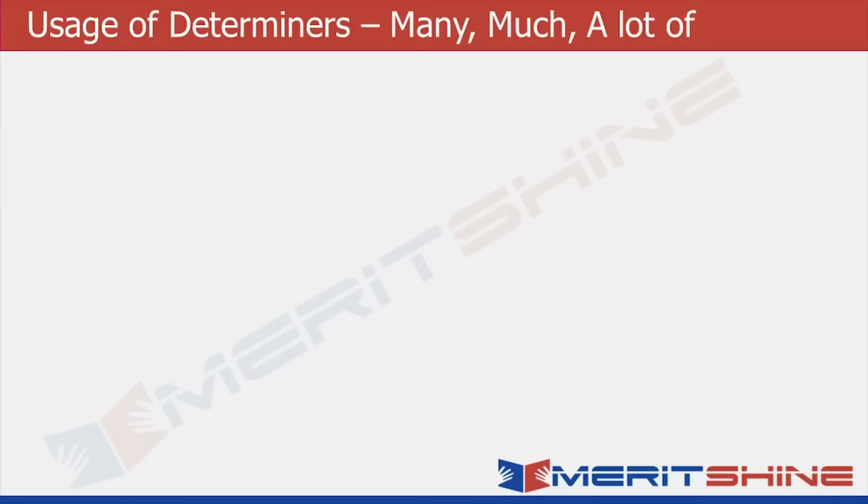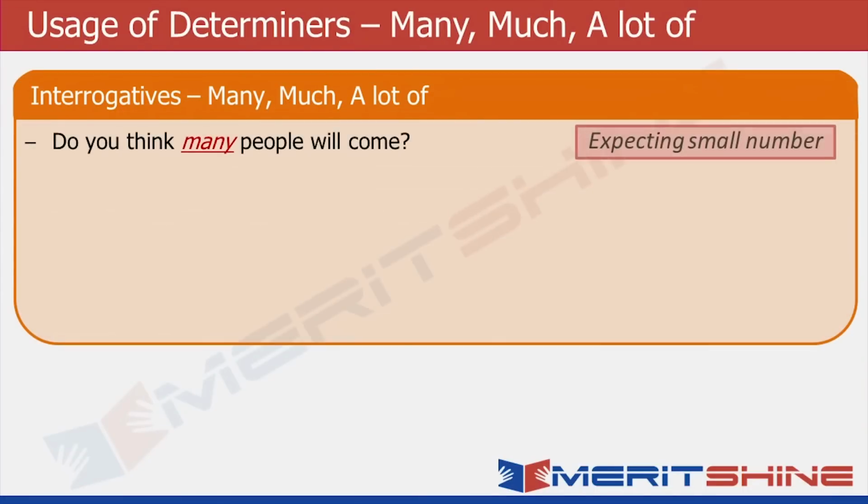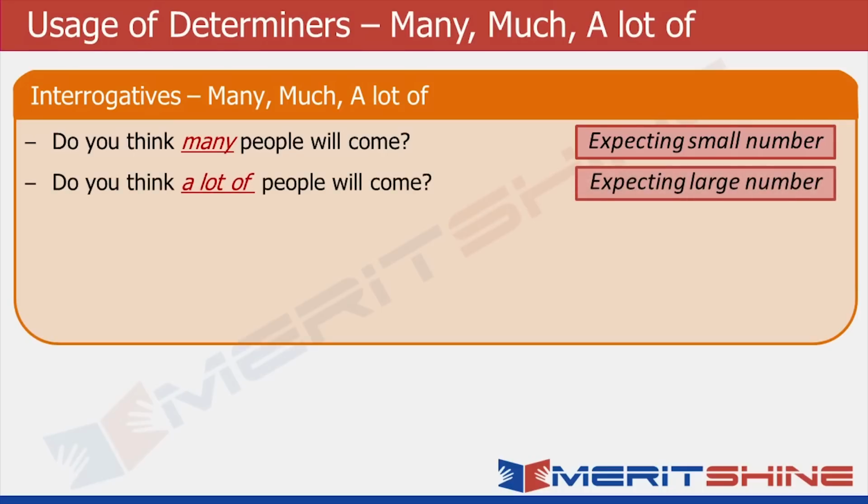This is interesting in the type of sentence structures such as do you think many people will come? It actually means that the writer or speaker is expecting only a few people to turn up. If he really expects many people to come, he should say, do you think a lot of people will come?